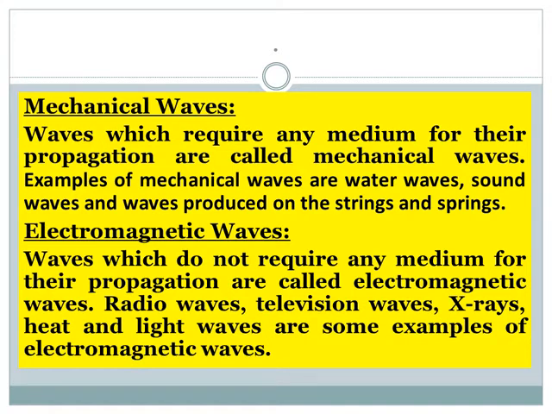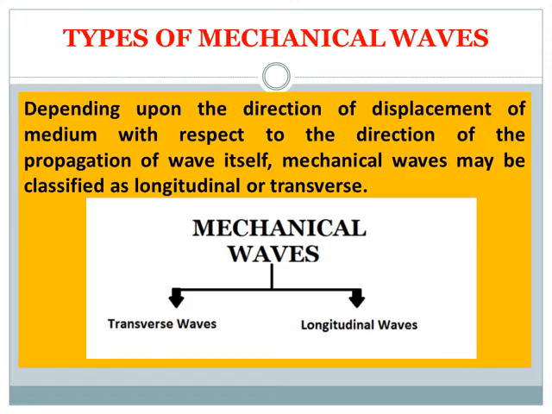Types of mechanical waves. There are basically two types of mechanical waves, which are transverse waves and longitudinal waves. But before going into detail, we must know what is crest and what is trough. Those parts of the wave which are above the mean position are known as crests, and those parts of the waves which are below the mean position are called troughs.